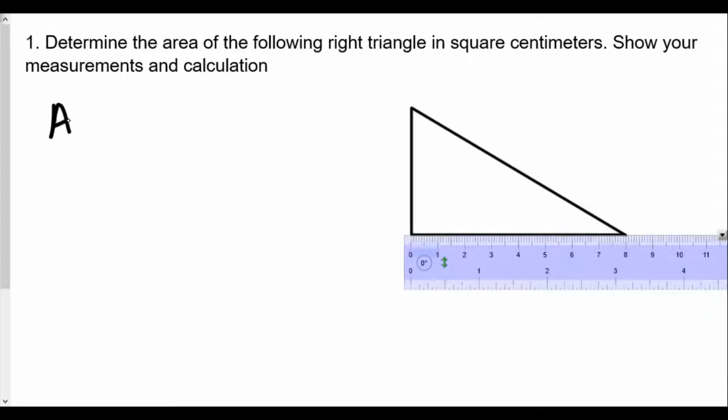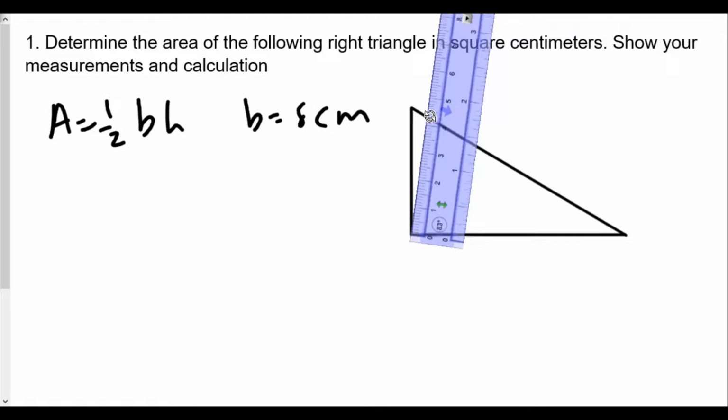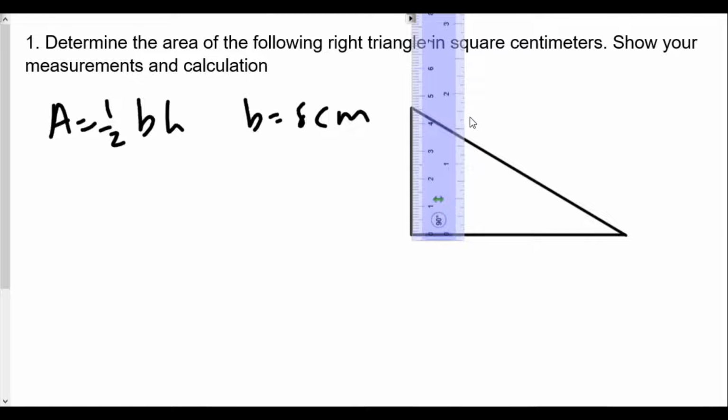So again, the area is equal to 1/2 base times height. The base is equal to 8 centimeters. Now for the height, we're going to rotate this here. You yourself will do the same, turning your ruler up this way. In this case it looks like 4.6. So height equals 4.6 centimeters.